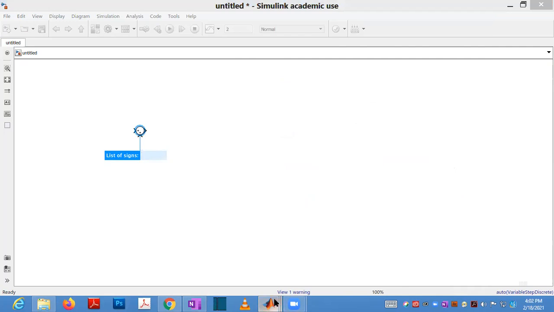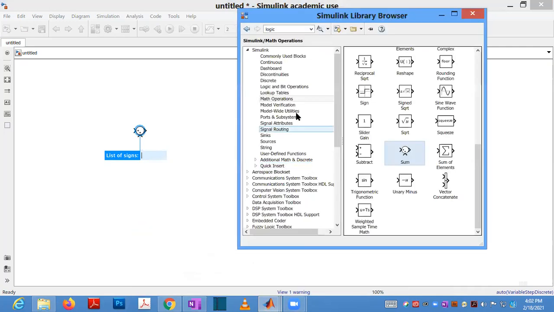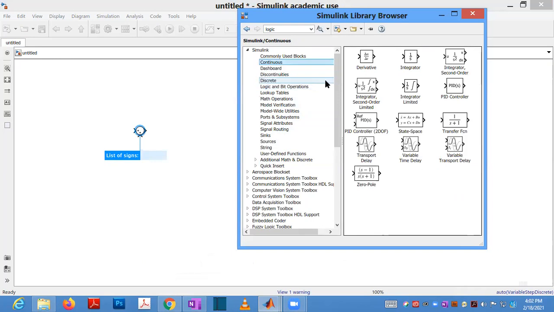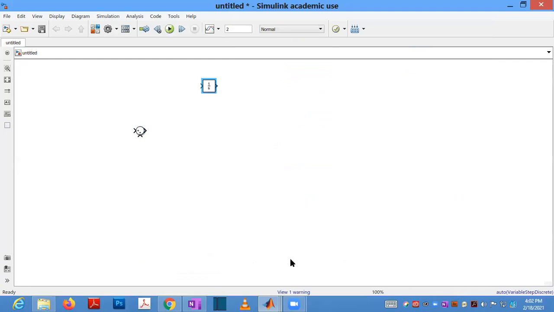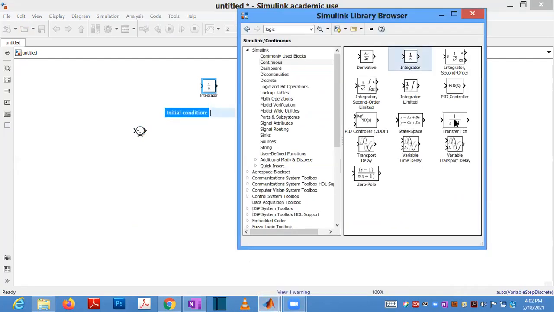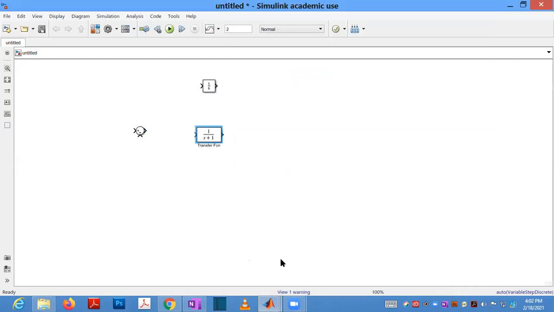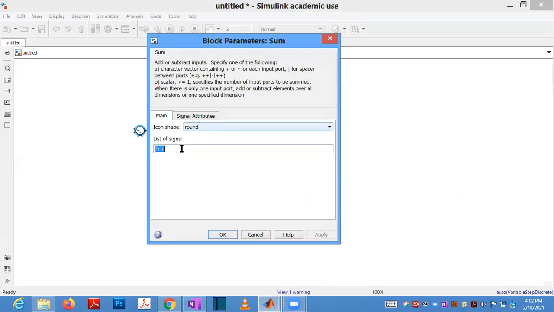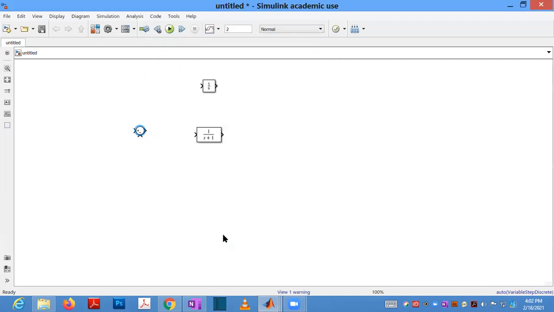So you know how to do it now. In the continuous block, you will get the transfer function and the integrator. And the summer block, you have to double click on that and make it plus and minus. Right click and drag it.